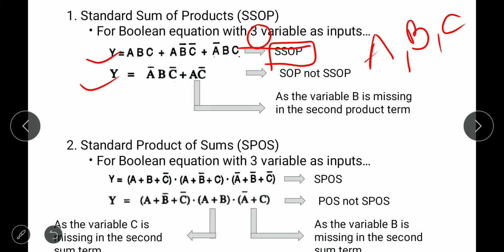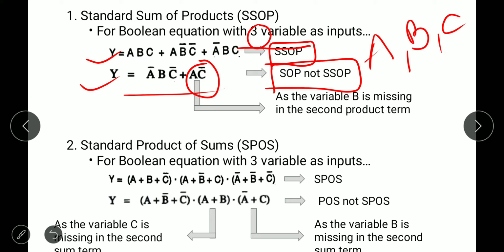This is not a standard sum of products. Why? Because the variable B is missing in the second product term. Three variables are present in the equation, but in the second term there are only two variables, that is A and C. So B is missing here, so this is not called a standard form.